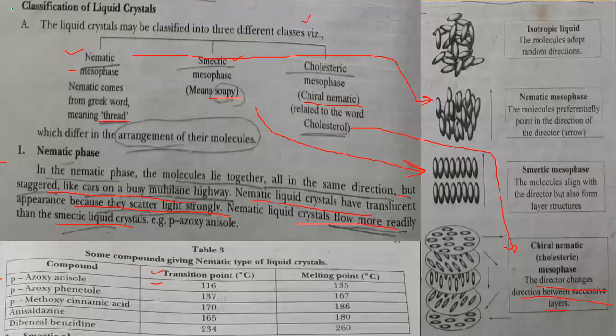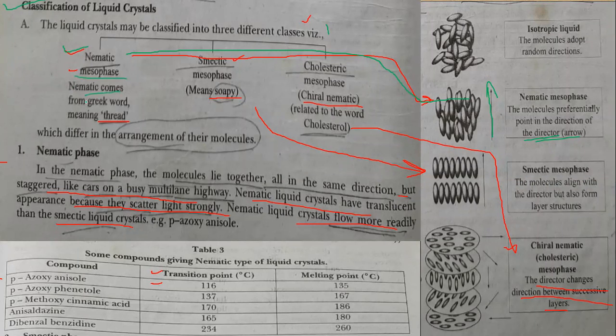See now how that is classified. Liquid crystals may be classified into three different classes. The first class is nematic. If you see on your screen, this is the nematic. The molecules preferentially point in a single direction. This arrow shows the direction of orientation of the molecules. So this is also a mesophase.